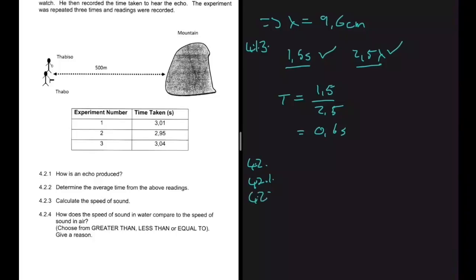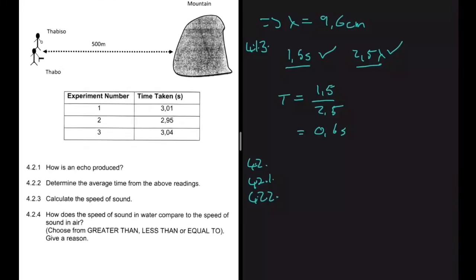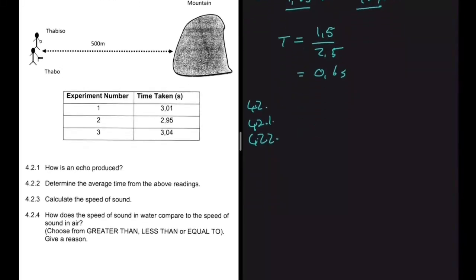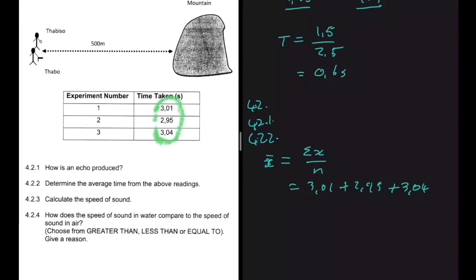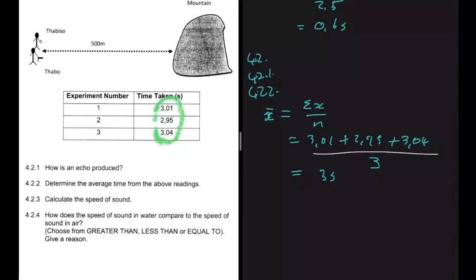And now 4.2.2 says, let's determine the average time for the above readings, right? So we can say that x bar from mathematics is equal to the sum of all x values divided by the number of terms. So here we have 3.01 plus 2.95 plus 3.04, so we're just adding up the time taken for the 3 experiments. And then we divide everything by 3 because we conducted 3 experiments. So the average time it took sound to travel to the mountain and back to the boys is 3 seconds.